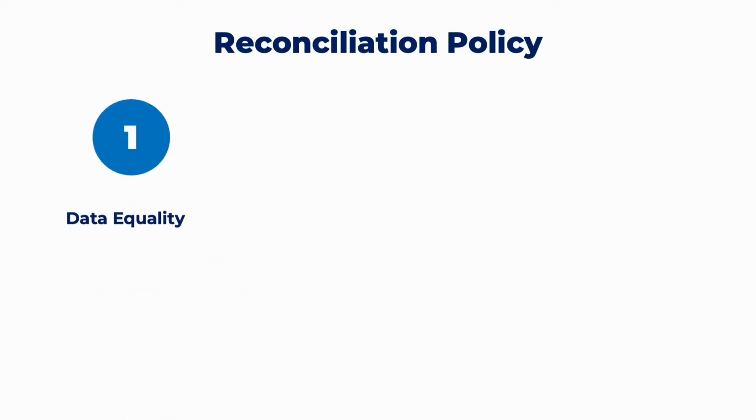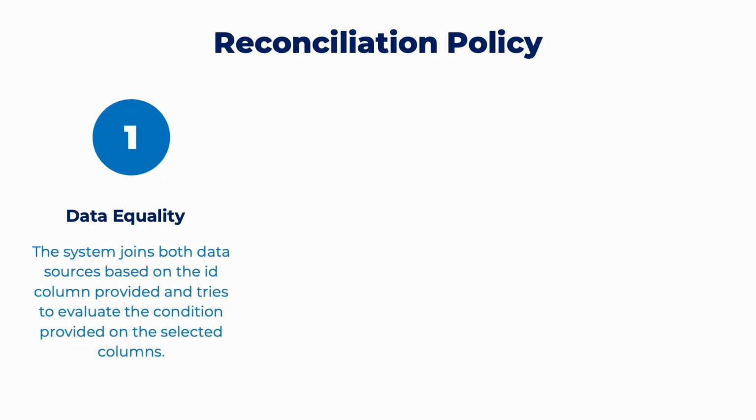First, we have data equality match, and this is a reconciliation policy where the system joins both data sources based on the ID column provided and tries to evaluate the condition provided on the selected columns. If any one or more of the provided conditions on columns fail, then the policy execution fails.